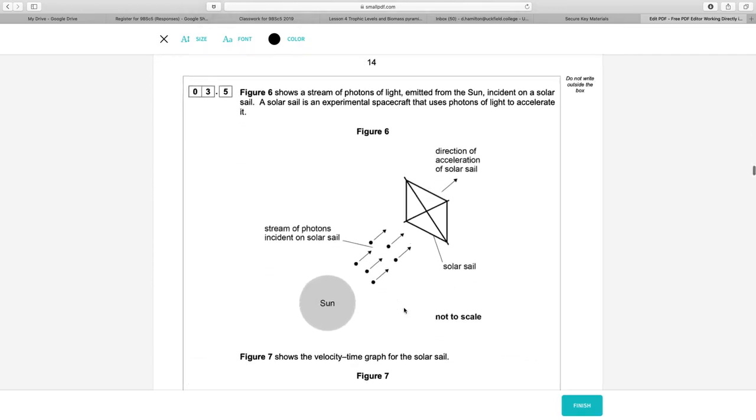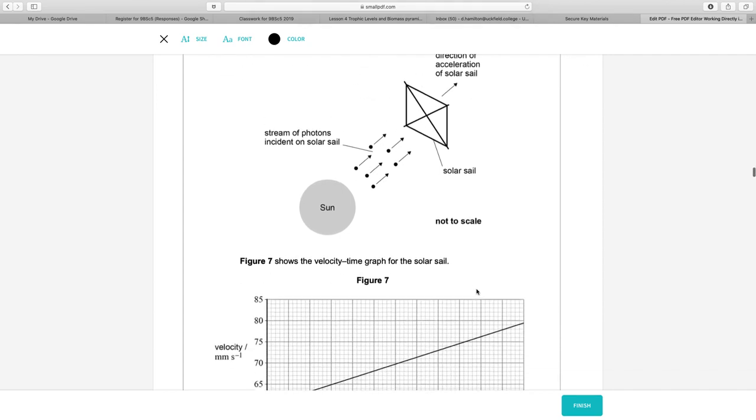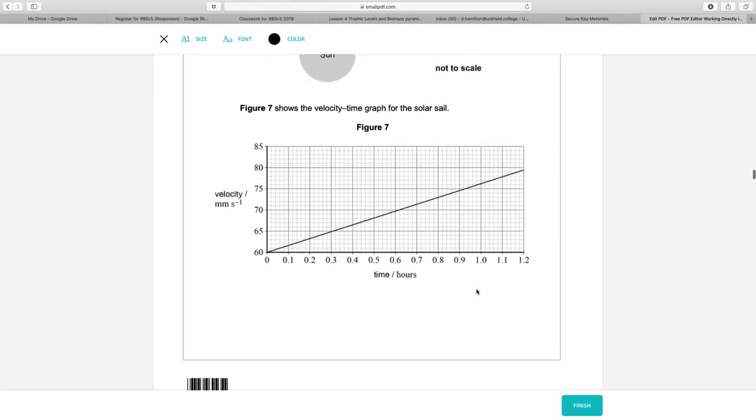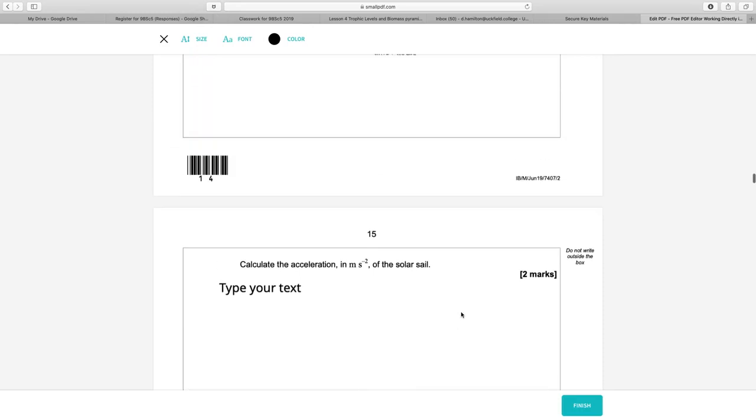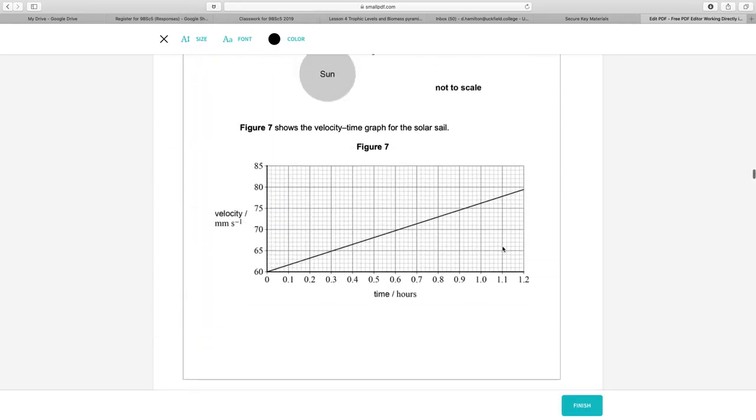Three, five. Figure 6 shows a stream of photons of light emitted from the sun incident on a solar sail. A solar sail is an experimental spacecraft that uses photons of light to accelerate it. Figure 7 shows the velocity time graph of the solar sail. Calculate the acceleration. Well, that is the gradient of that graph, so work out the gradient. So you've got 79.5 minus 79 over 1.2, 4.5 times 10 to the minus 6.